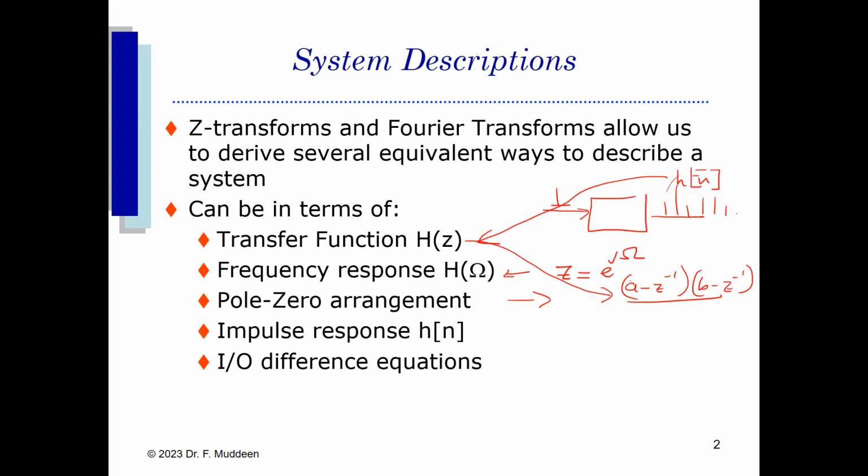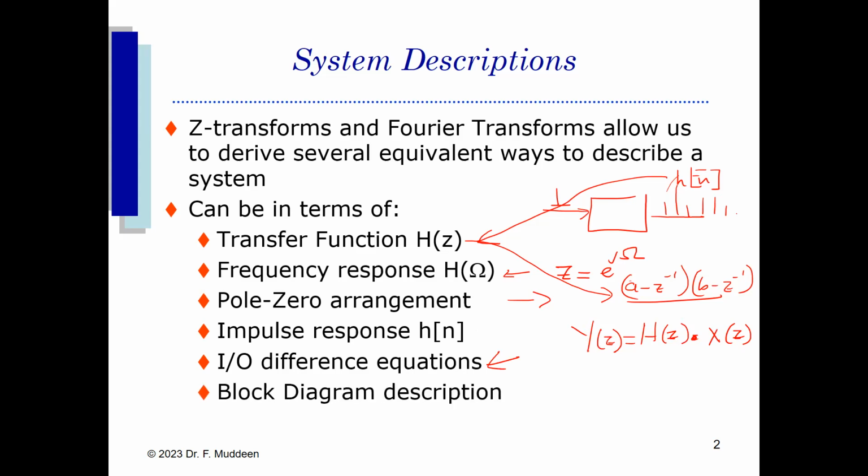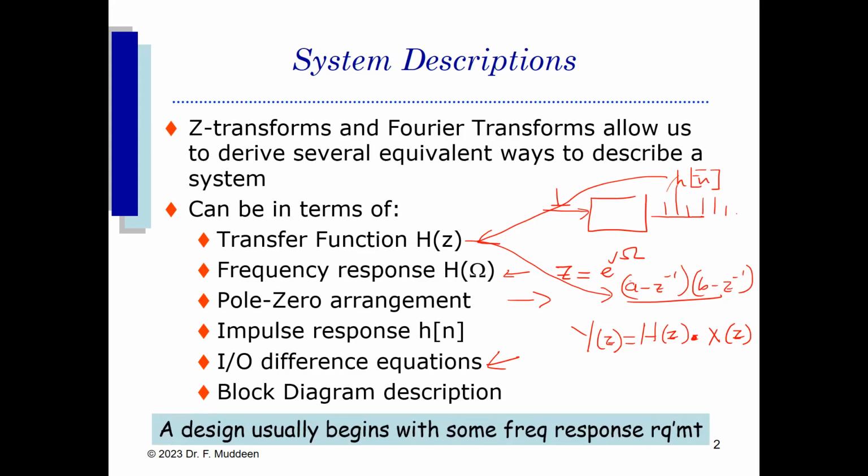And then, of course, you have the input-output difference equation. Remember that Y(z) is equal to H(z) multiplied by X(z). So H(z) is Y(z) divided by X(z). And if I take the inverse transform of that, I get the input-output difference equation. Or block diagram, which is what we're going to talk about in this lecture as well. All of them describe the same systems.